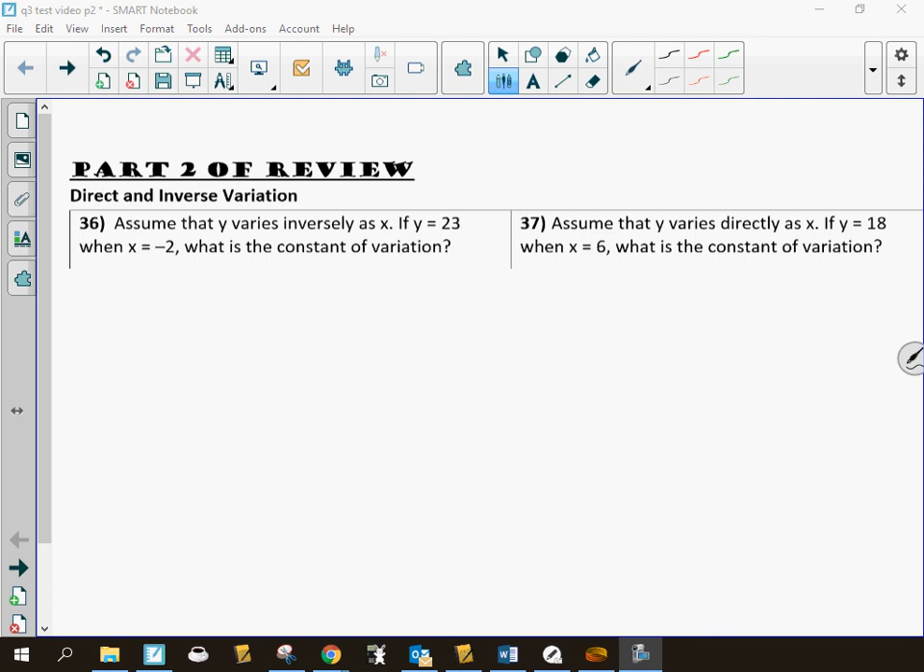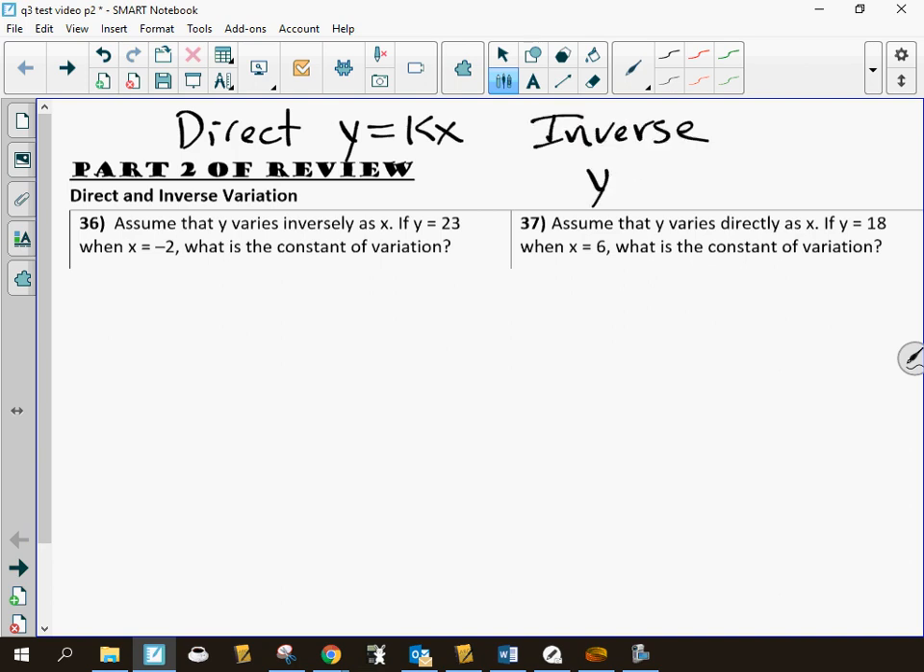Assume that y varies inversely with x. Okay, so there's direct variation, which is y equals kx, and then there's inverse variation, where y equals k over x. And it says right here that this is inverse variation. So we know that y equals k divided by x.